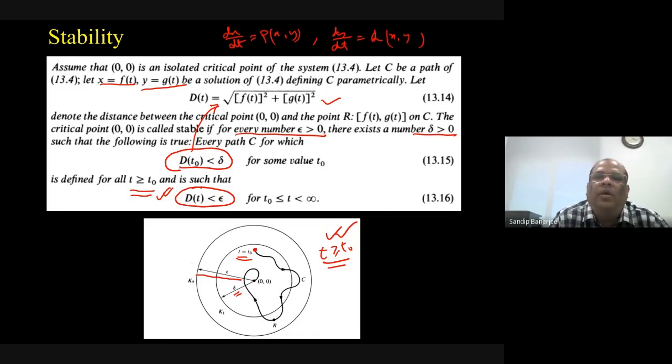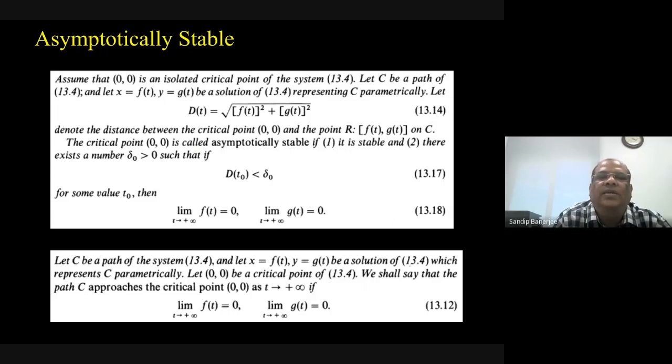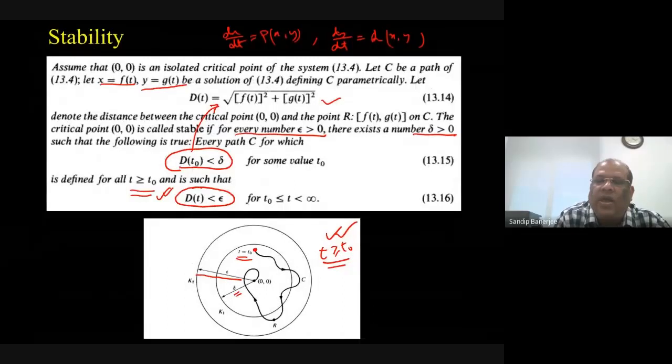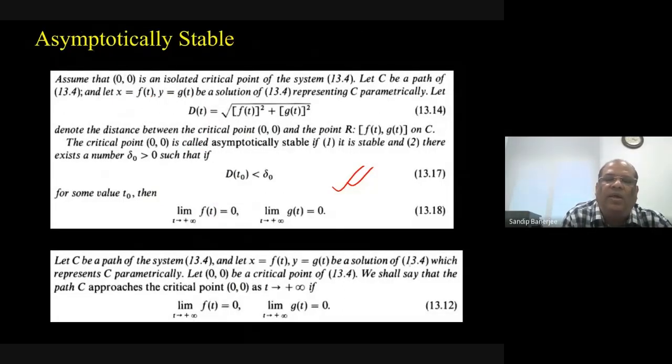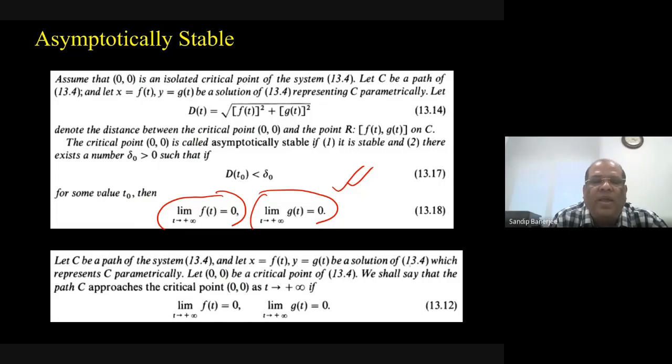Now, when will it be asymptotically stable? The difference is that this is the definition for stability. Asymptotically stable means the system has to be stable, which means this has to hold, and along with that, these two limits must be equal to 0. What does this mean? That means the path must approach the critical point (0, 0). So this is the basic difference between stability and asymptotic stability.